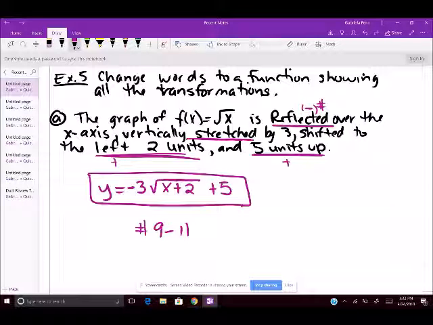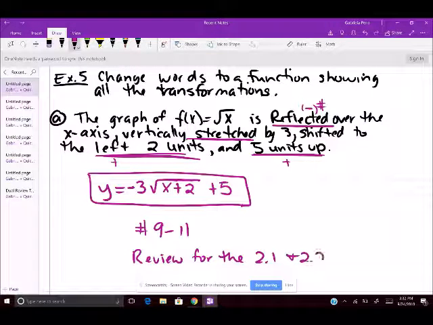So this is the lesson, and you should be able to work on the whole thing, 1 through 11, and then work on the review for the 2.1, 2.2 quiz. Make sure you have that and you work on it, because Friday, first thing we're going to do, and Thursday is work on the quiz and then do PSAT.